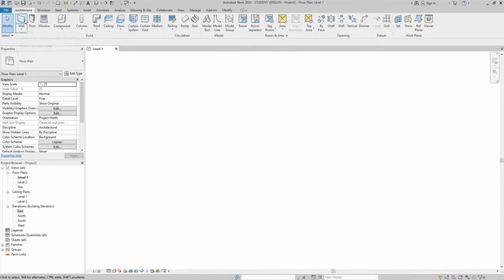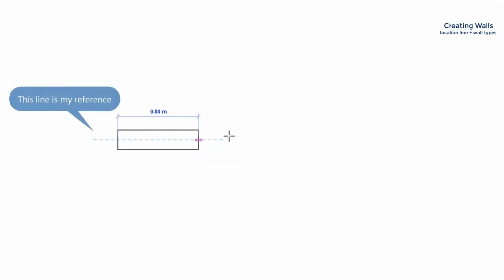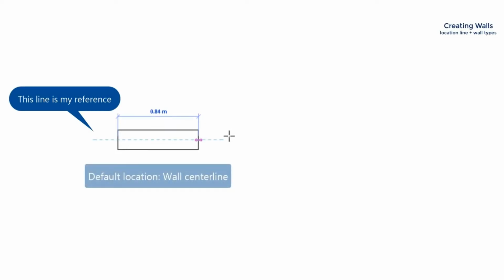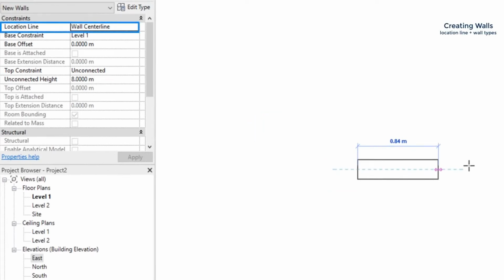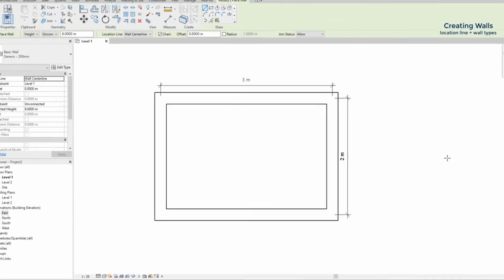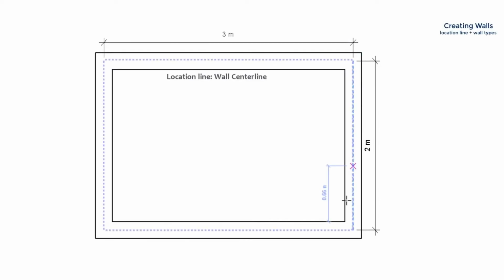Okay, let's go back again to the wall. So whenever you draw or install a wall into your project, it's based on this blue line. The default location of this line is center, the wall center line. And in the properties window, you can check where the location of the line is. So if we use this example, the dimension of the wall is going to be at the center of the wall.